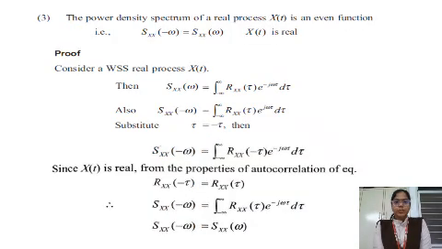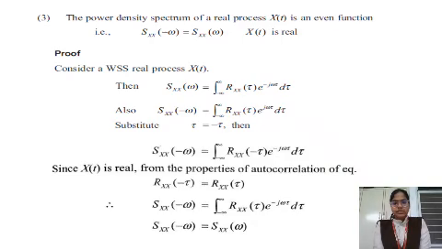The next property is that the power density spectrum of a real process x of t is an even function, that is, Sxx of minus omega is equal to Sxx of omega, if x of t is real. Proof: consider a WSS real process x of t, then we can derive this expression.